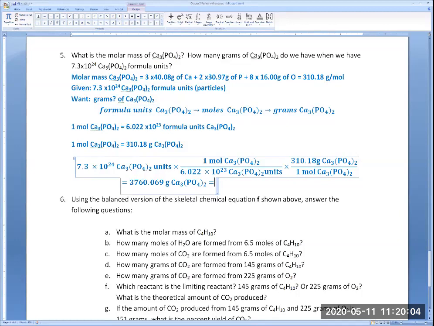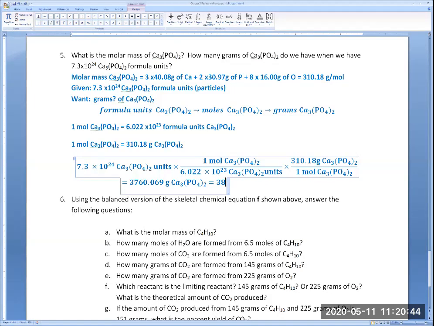Let's round it. So the Avogadro number has 4 sig figs. The 1 moles are exact. The molar mass has 5 sig figs. And so the given amount is what limits the number of sig figs to 2. 7.3 has 2 sig figs. So here, 3,700, so we keep those 2 digits. And then it's 60 something. So we keep the 3, the 7. And then what comes after the 7 is a 6. So you need to round the 7 into an 8 and then drop everything after that.